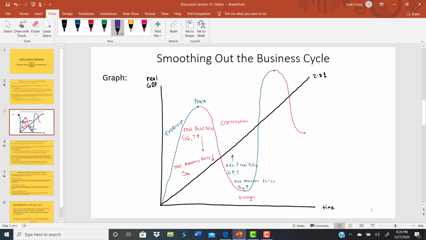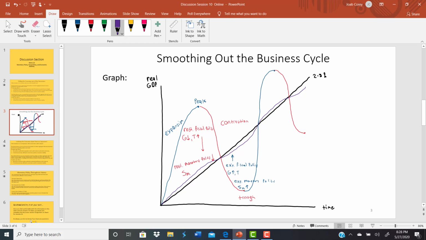And the idea here is that we want to slow the business cycle fluctuations, make them less extreme. So if we do have an expansion, we want that expansion to be relatively small. And if we do have a contraction, we want that contraction to be relatively small. We want to try to get the economy as close to that trend line as possible. So again, we want to make these fluctuations much smaller, maybe much shorter.